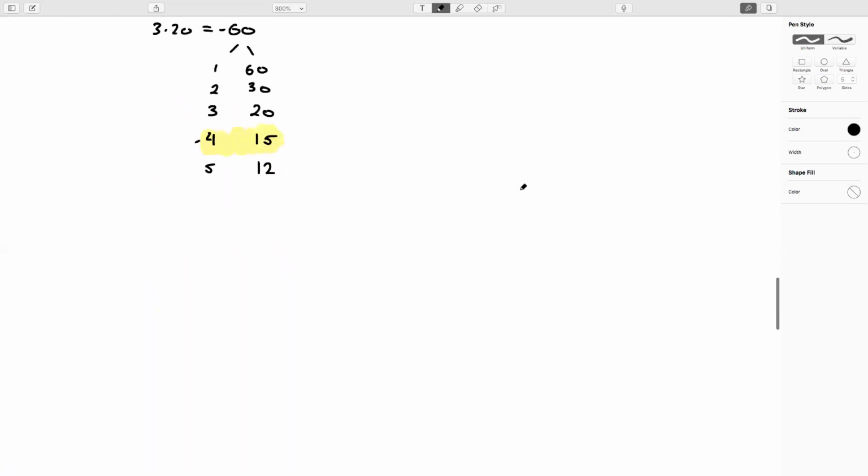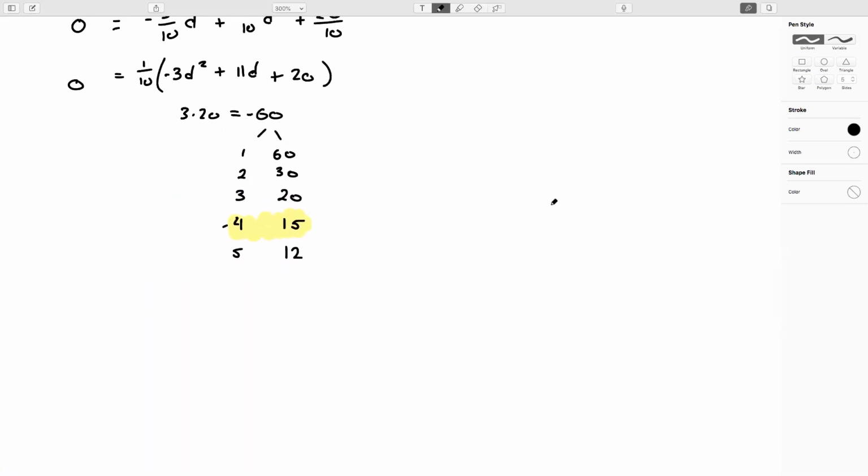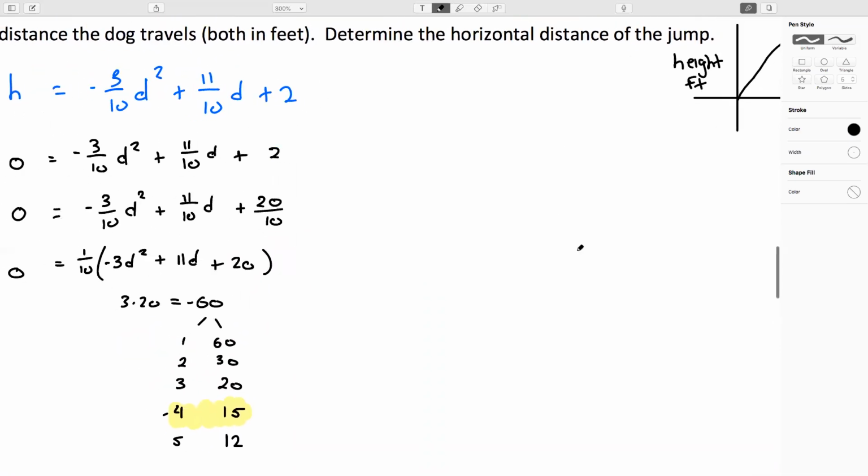So now we can go and take this, we can write it out. We'll do it over to the side here. I'm going to scrap the 1 over 10 for now. Technically, it should be part of our answer, but we don't need it. It's going to clutter things up. I'm going to write 3 minus 3d squared plus 11d plus 20. And this does equal 0 still.